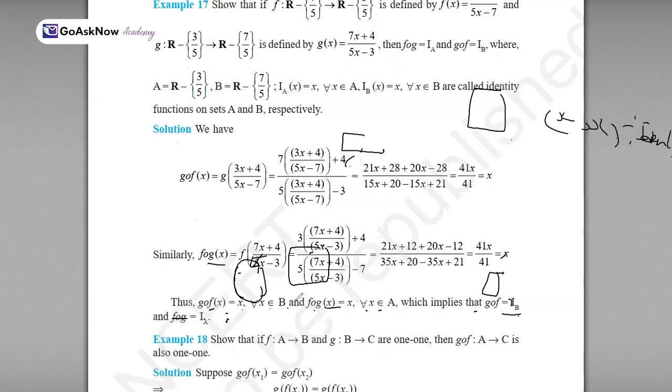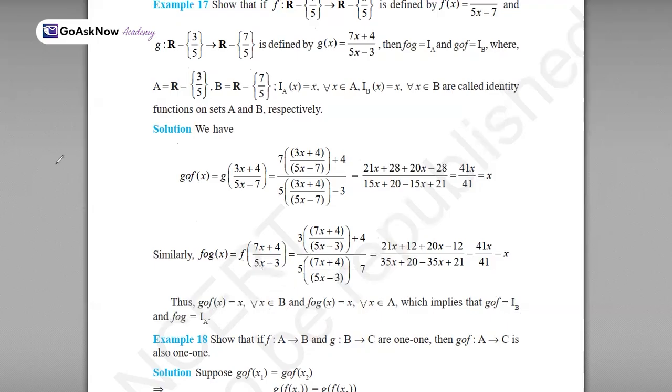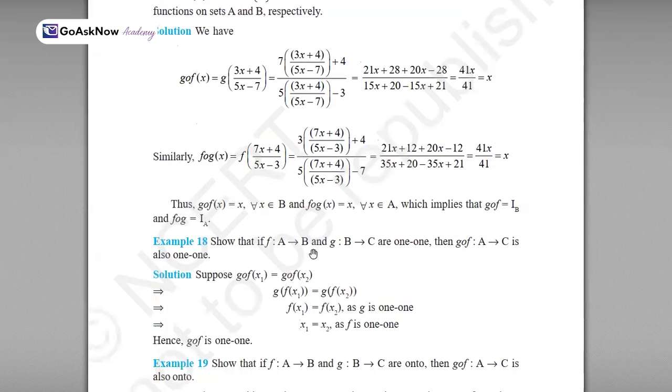I hope that you got this point, and we will now check what is example 18 given in your syllabus. Let's see. So example 18 is what? If the functions f from A to B and g from B to C are 1-1, then g∘f from A to C is also 1-1. So if a function f is given from A to B and g is given from B to C, both are 1-1, then g∘f is also 1-1.